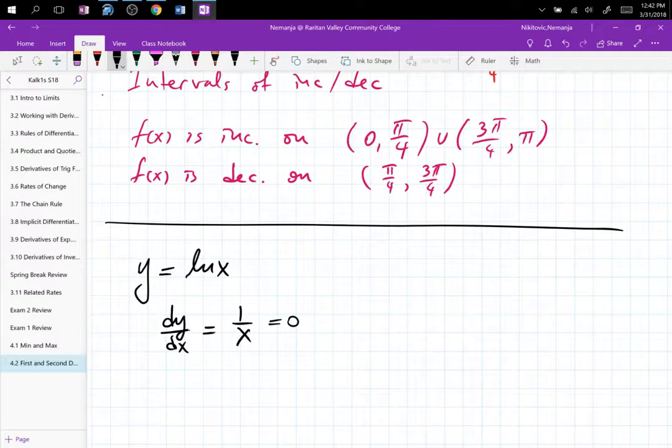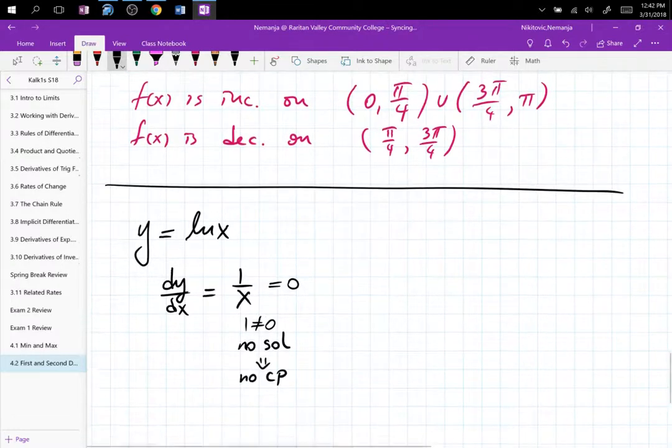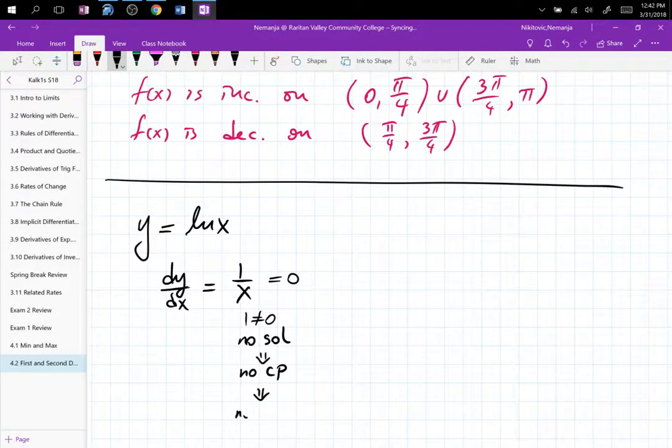We set that equal to 0. 1 is not the same as 0. No solution, meaning no critical points, meaning no min-max. But I can still test for increase-decrease. Right? I can just draw a straight line like this, and this has no min and max, but it's increasing. So we have to worry about that. So let's do the first derivative test.